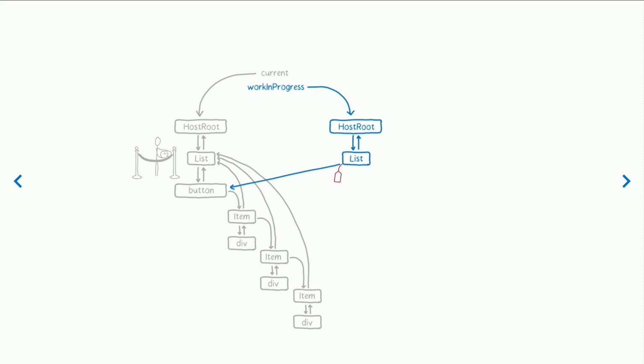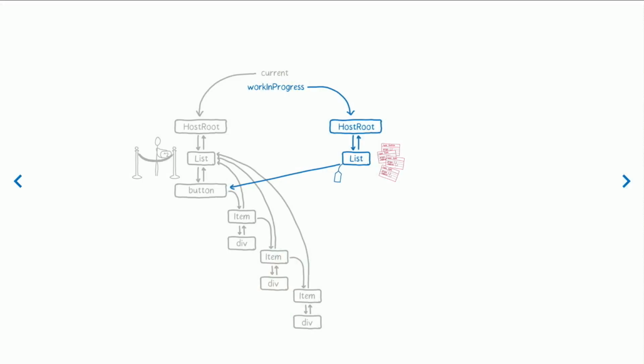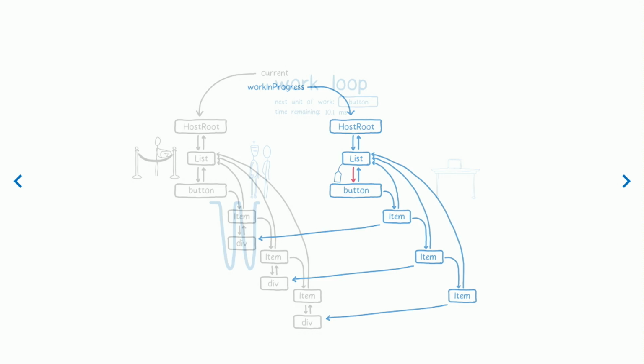To keep processing this tree and move any further down, we need to know about the list's children. So React's going to set the props and the state on the list instance and call render. And then we get this array of elements back. React goes through the array of elements and sees whether or not the fibers from the current tree are the same, whether or not they can be reused. And since they can in our case, it just clones those. Then it returns the first child in this list, the button, as the next unit of work.